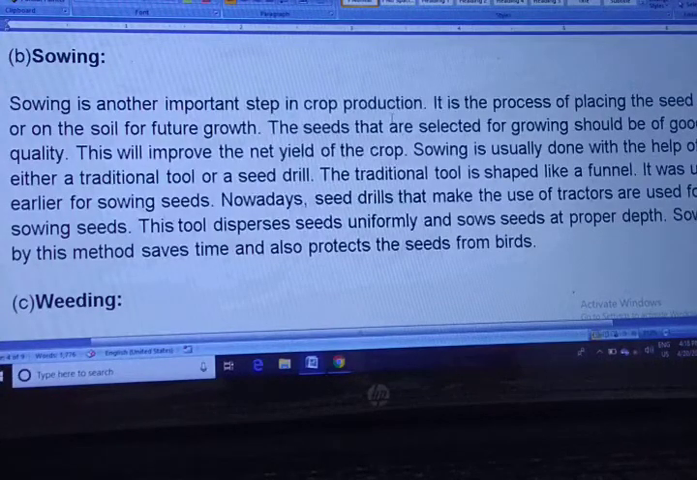The traditional tool is shaped like a funnel. It was used earlier for sowing seeds. Nowadays, seed drills that make use of tractors are used for sowing seeds. These tools disperse the seeds uniformly and sow seeds at proper depth. Sowing by this method saves time and also protects the seeds from the birds.